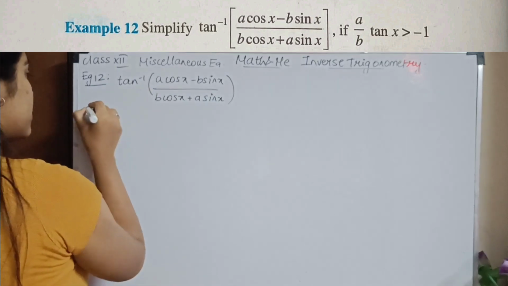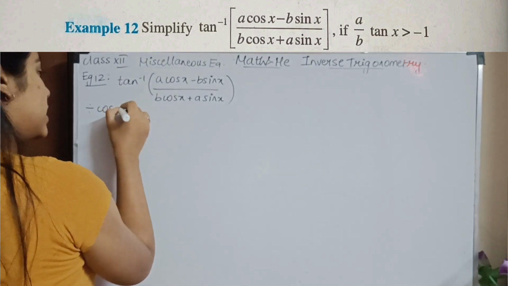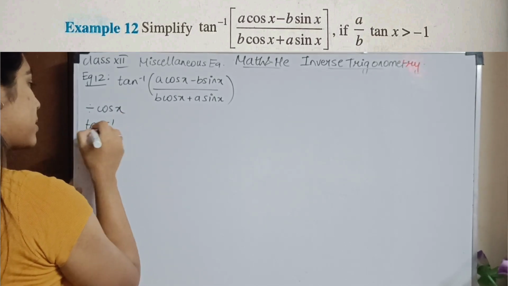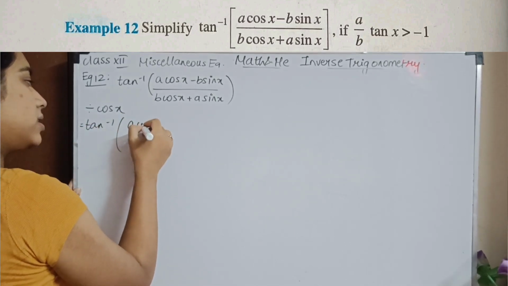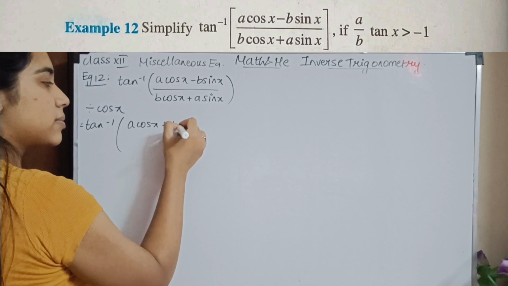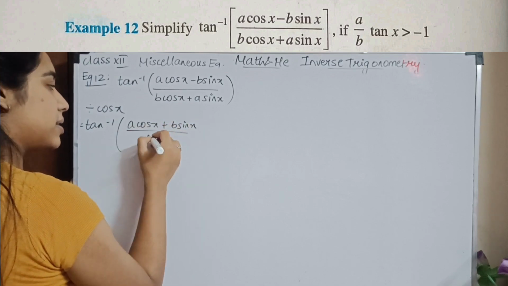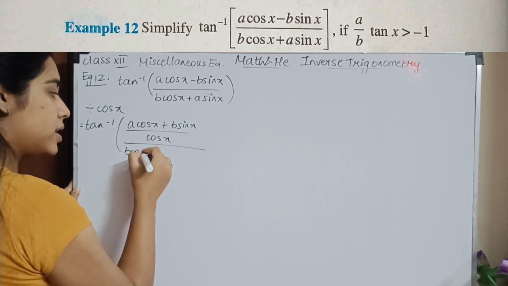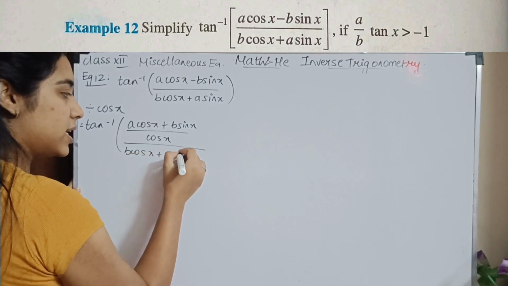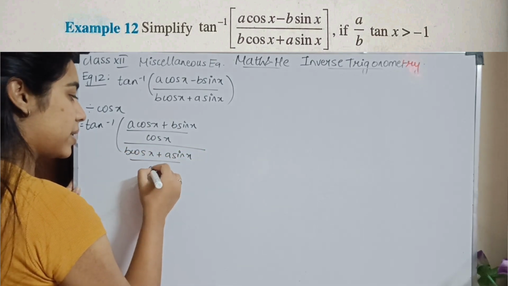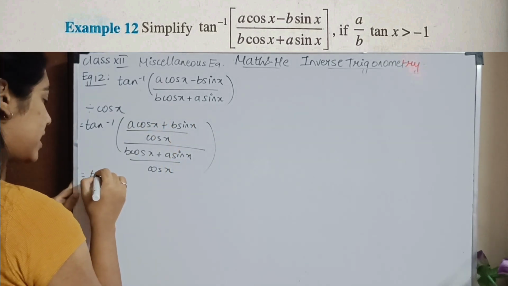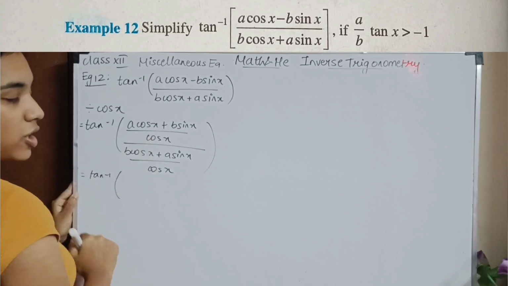Correct? So now what will happen when I convert to tan? When I divide the whole numerator and the denominator by cos x, I will be left with, let me write step by step. So tan inverse of a cos x plus b sin x divided by cos x, the whole divided by, now the denominator, b cos x plus a sin x divided by cos x. So now once a term cancels, what will I have? Tan inverse of, the cos x and the cos x gets cancelled.